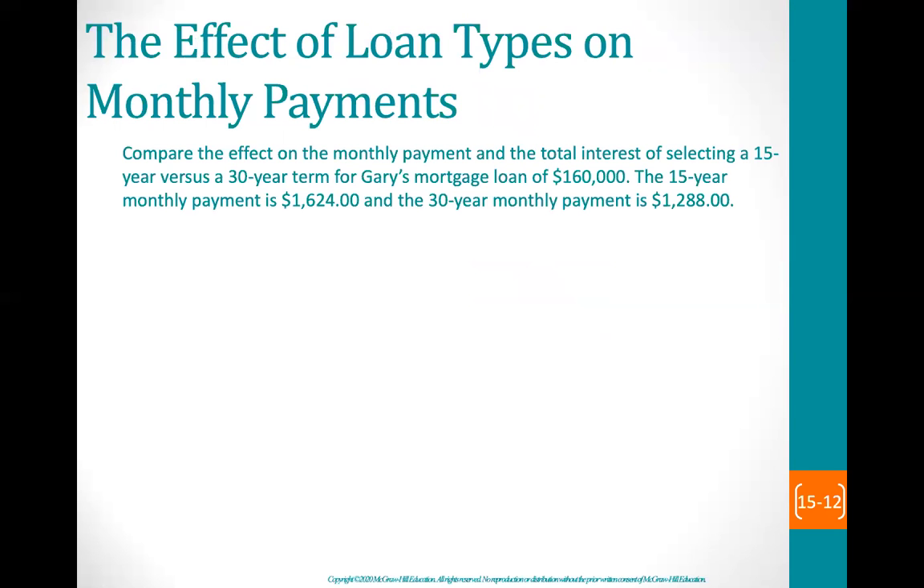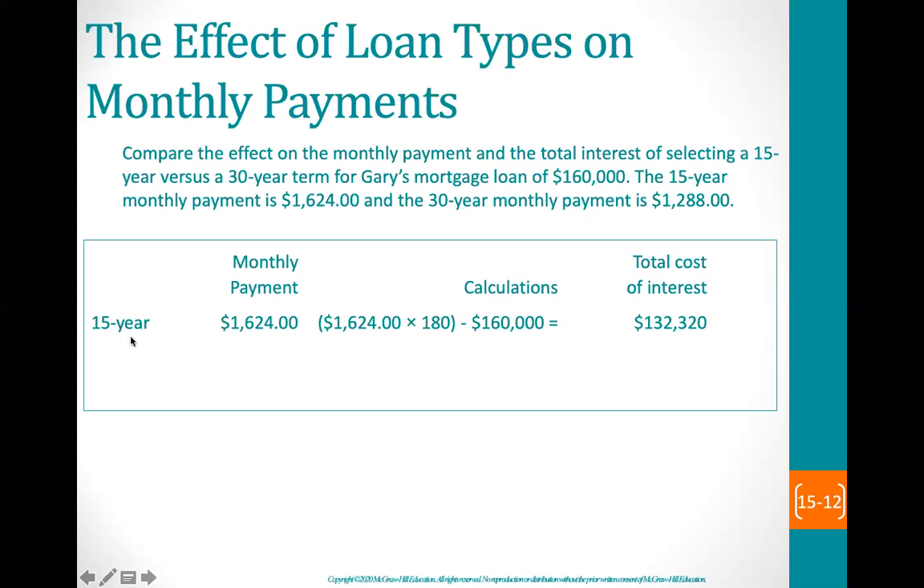Let's look at comparing loan types on monthly payments. Compare the effect on the monthly payment and total interest of selecting a 15-year versus a 30-year term for Gary's mortgage loan of $160,000. The 15-year monthly payment is $1,624 and the 30-year monthly payment is $1,288. So we see that there is a significant difference in the monthly payment amounts between the 15- and the 30-year. So in the 15-year, if his monthly payment is $1,624, he's making 180 payments.